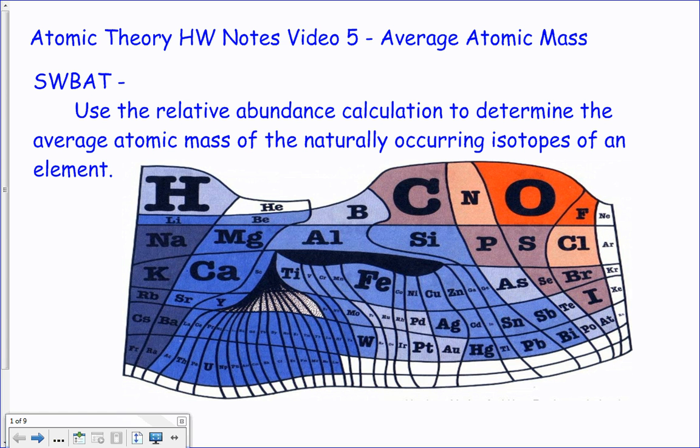Video number 5, average atomic mass. When we are done with this, we will be able to use our relative abundance knowledge to calculate the average atomic mass. Now, this particular periodic table is warped and skewed. It is designed to show you the relative amounts of each of these atoms.